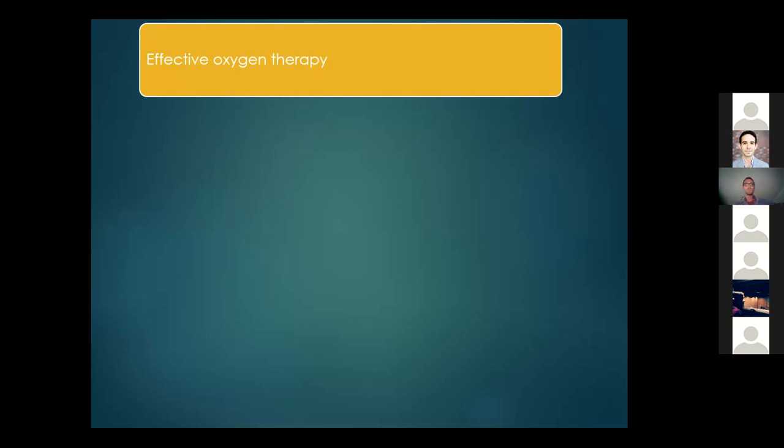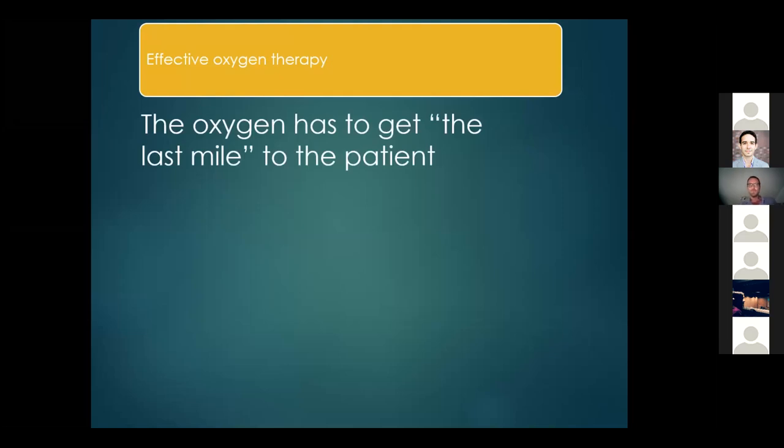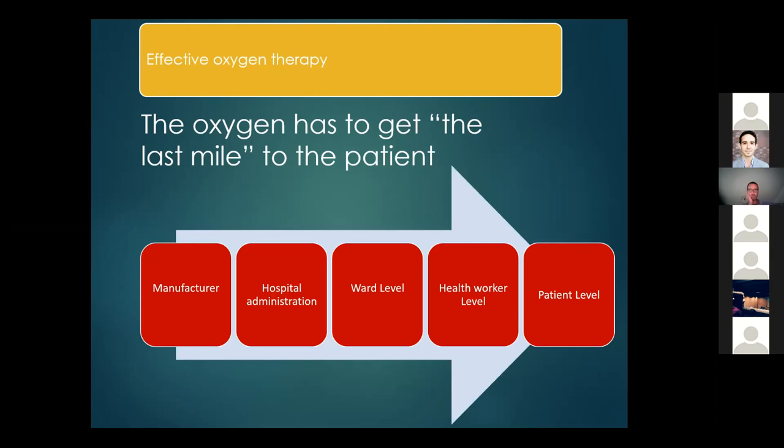Thank you, Tim. So I'll take you through how to effectively deliver oxygen therapy. And I think the main message we are sending across is that the oxygen has to get all the way to the patient's nose. And for the patient to get through the last mile, we can think of this as a progression through different stages. So we are moving from the manufacturer through the hospital administration or hospital health system to the ward level where the patients are kept, and through the health worker who gives the oxygen, as well as to the patient who is then supposed to receive that oxygen.